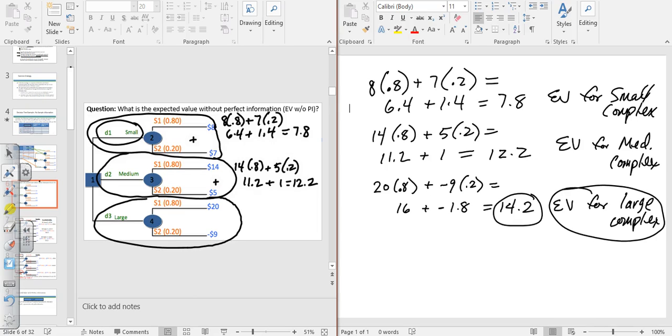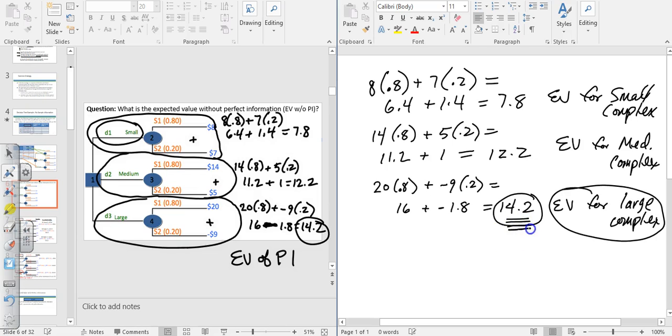So we're looking at just the large decision. And we're going to do 20 times 0.8 plus, right? Because it's all part of the same decision or the same calculation to get an expected value. So 20 times 0.8 and negative 9 times 0.2. 16, and this is actually going to be a minus sign. Minus 1.8 is 14.2. And that is the optimal expected value of perfect information. And you can see that it is exactly the same answer that we got when we used the payoff table, because it's the exact same information.